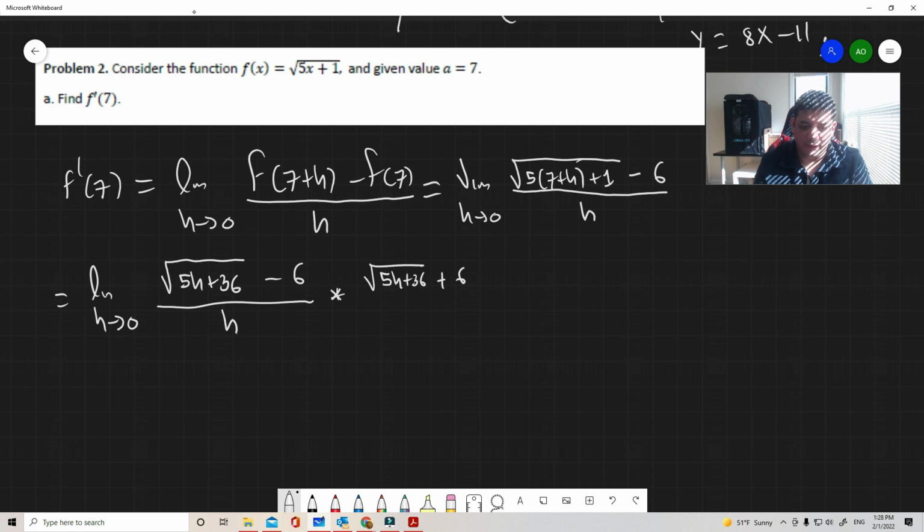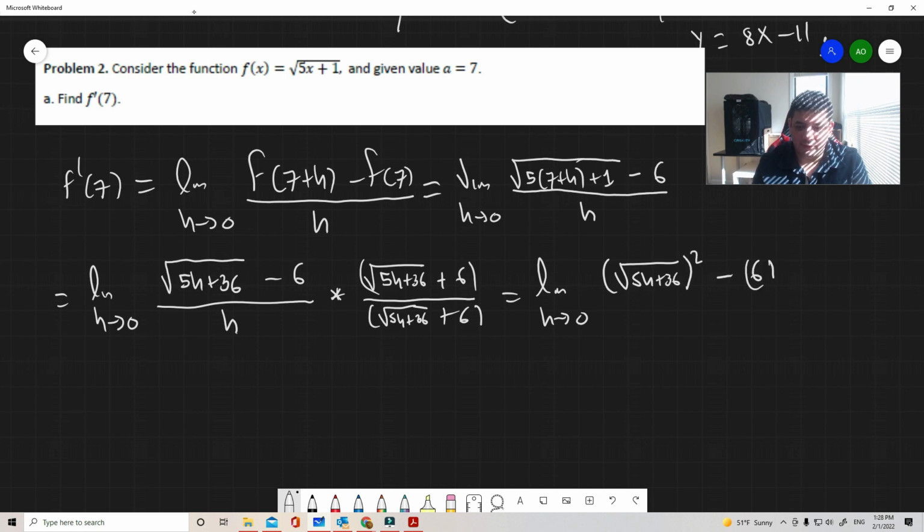Since I have the minus, I'm going to use the plus. So I can use the difference of the squares to produce the intended, desired result, which is a square in the square root. And so this produces the limit when h goes to 0 of (5h plus 36) squared minus 6 squared. Remember, we're using the difference of squares: a squared minus b squared is a minus b times a plus b. So this is what we're using here.